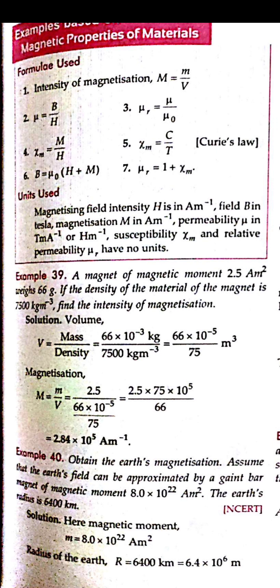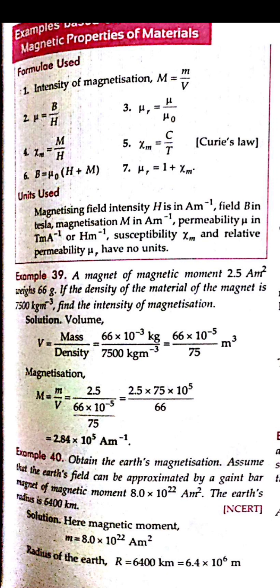that is, the mass value is given by 66 grams and the density is given by 7500 kg per meter cube. So changing grams into kg, we will take 66 into 10 to the power minus 3, that is, 1 kg equals 1000 grams. From there we will take the value of the volume and put it in the magnetization, that is, intensity of magnetization capital M, which is equal to the ratio of the magnetic moment and the volume. So on putting this value of magnetic moment and the volume which we have taken in the first equation, we will get the intensity of magnetization.